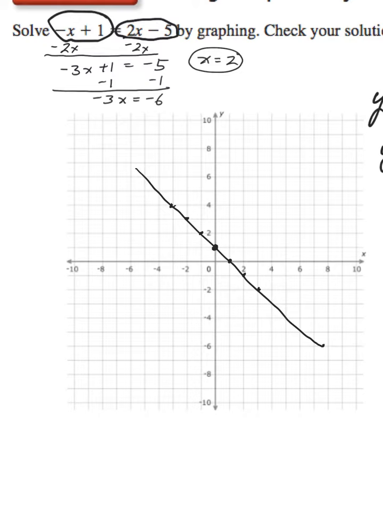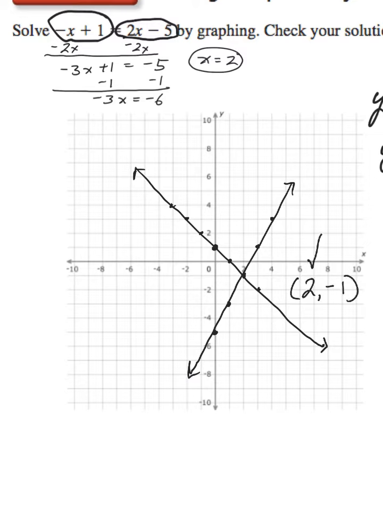The next one has a y-intercept of negative 5. So I draw my first dot on the y-axis at negative 5, right? And then what do I do? Go up 2 over 1. If you go up 2 over 1, you can see where it's going to cross. Okay, so the point that it crosses is 2, negative 1, right?